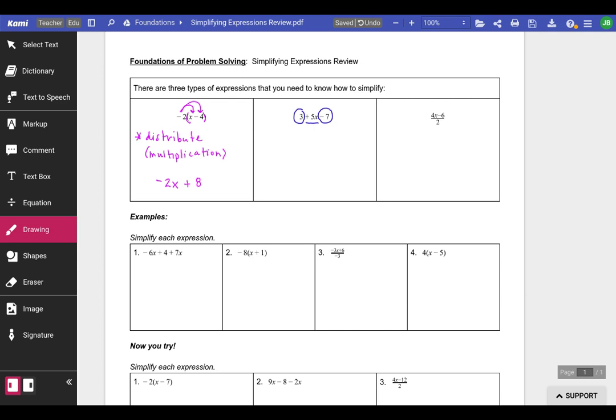So all we're going to do is plug into our calculator 3 minus 7. That gives us -4. And then we're going to add my 5x. Now that expression is simplified because I have one term that has an x and one that's just a number, and I can't put those together. This is called combining like terms.